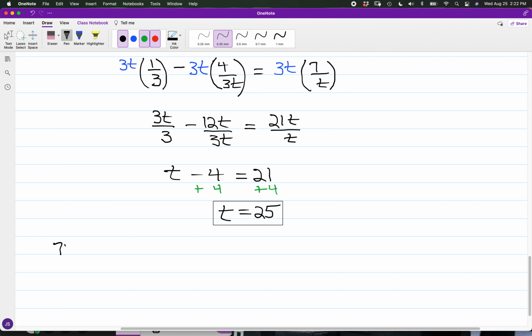Now we have number 74. Okay, now we got 2 over c plus 3, and we have minus 1 over c minus 3 is equal to 10 over c squared minus 9.